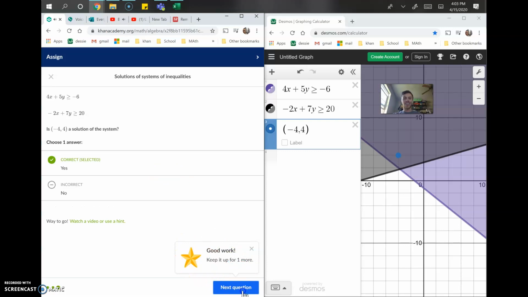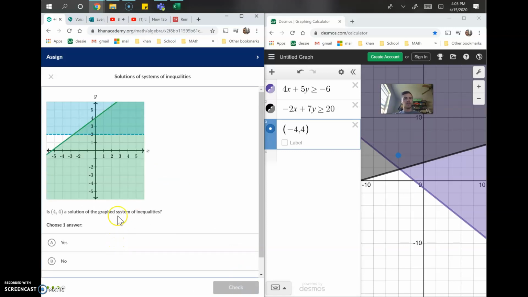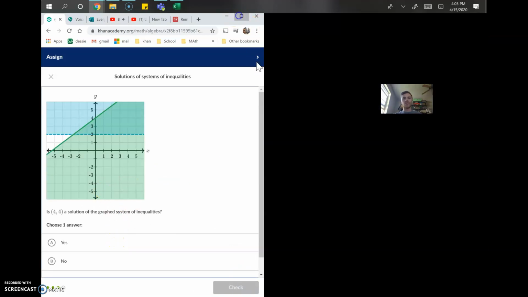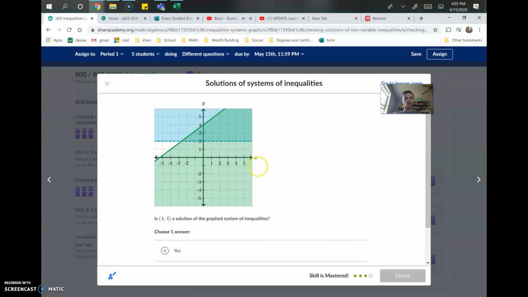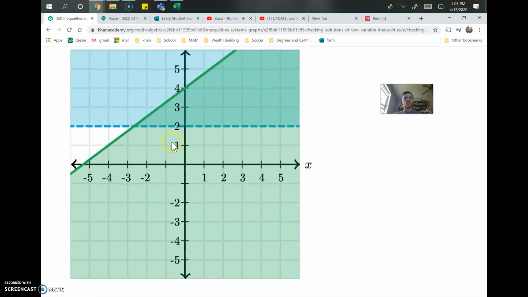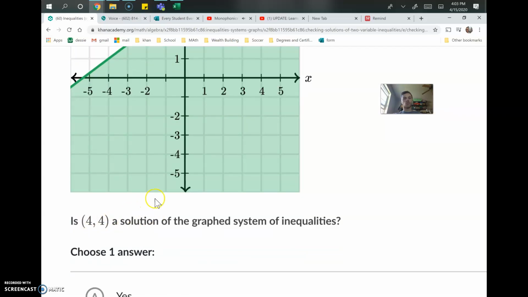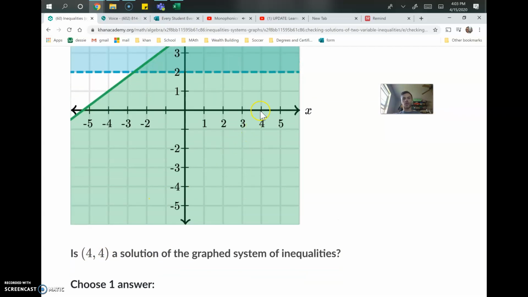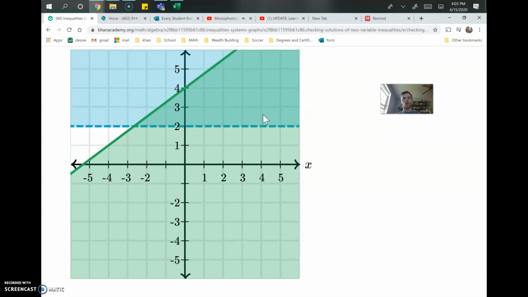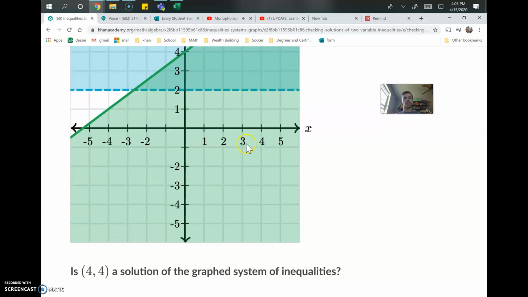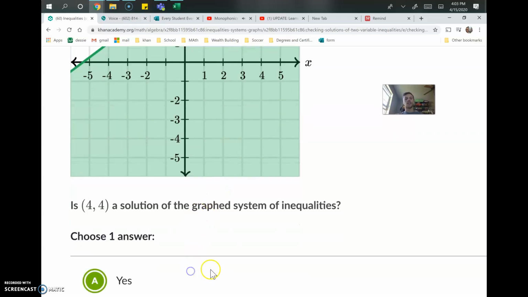Boom, done. And this one we're not going to be able to graph on Desmos, so it's already kind of graphed. The solution area for both is this area right here that I'm outlining with the mouse. So let's see where the coordinate point is. 4 for x, 4 for y. I'm going to go to 4 for x, which is right here, and go even with 4 for y. Boom. You can see that coordinate point is showing up in the double shade, in the area where they're both shaded. So this one would be yes as well.